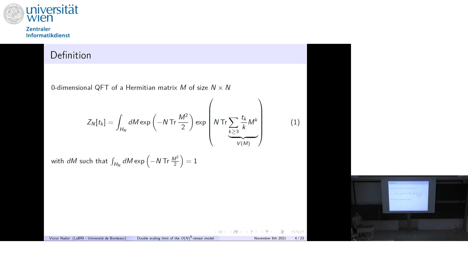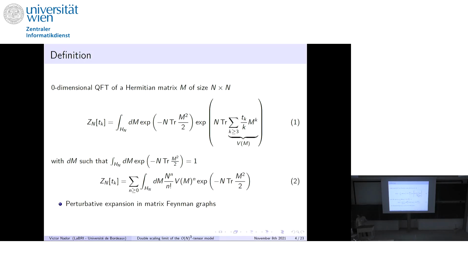So random matrix theory is a zero-dimensional QFT, meaning that we don't have to work with a functional. The only measures we will have are simple probability measures. So I take a matrix M, which will be a Hermitian matrix of size N times N, and then I try to write the most general potential I could write. Essentially, it includes one kinetic term, which is the trace of M squared over 2, and then potential terms, which have to be scalar invariants, so the higher order traces: t_k, the coupling constant, times the trace of M to the power of k. And I choose the measure so that the Gaussian is normalized to 1.